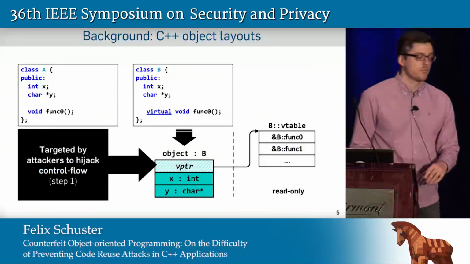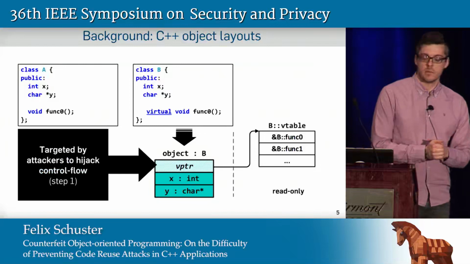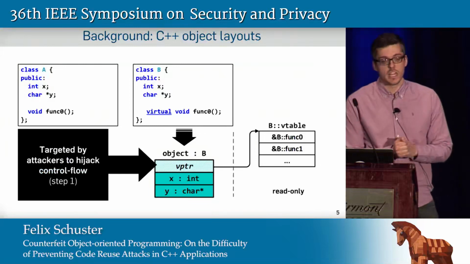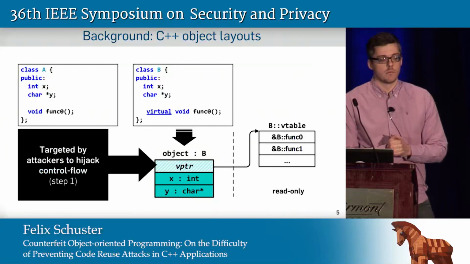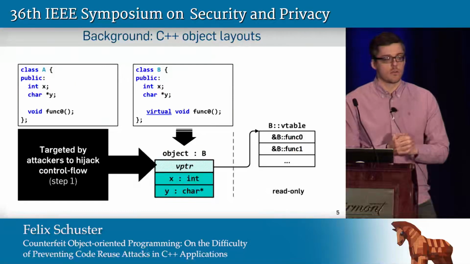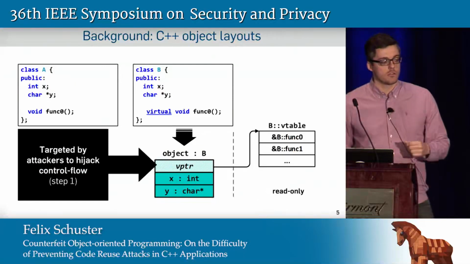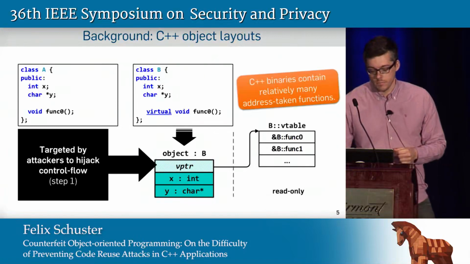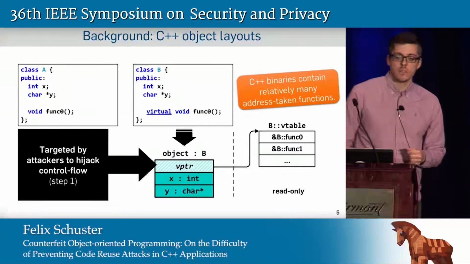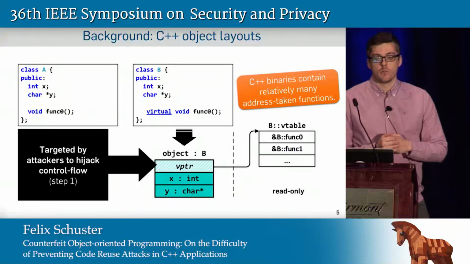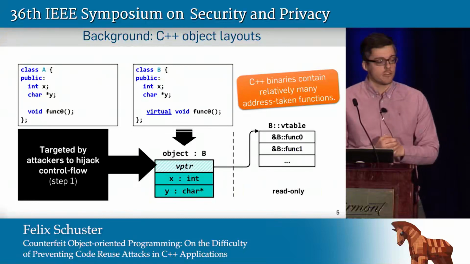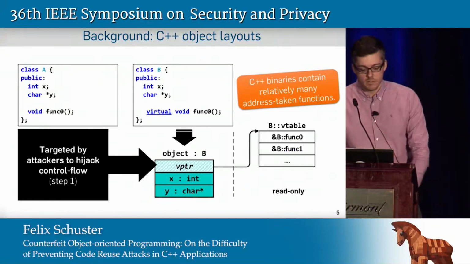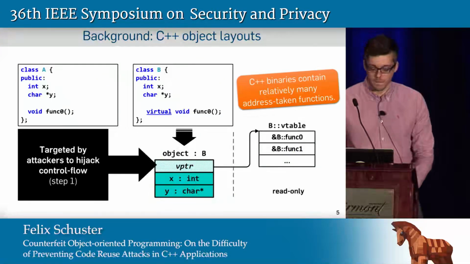So what attackers usually do when they attack C++ applications, they hijack this vptr in order to get control over the control flow and then to mount the actual code reuse attack. And this is also what we do. And please also keep in mind that because of these vtables, there exist pointers to all virtual functions in the C++ application, and so there are many address-taking functions in the C++ application.